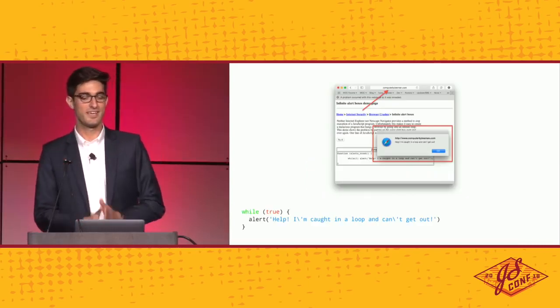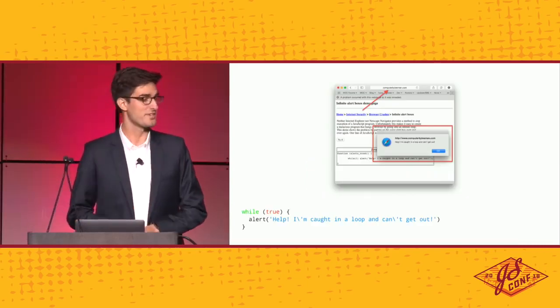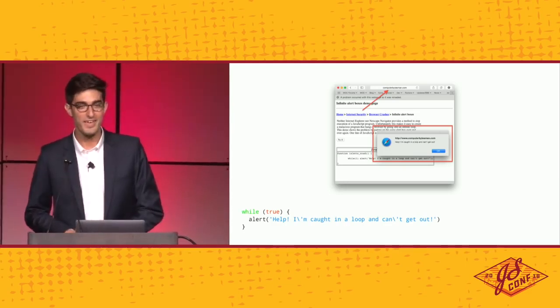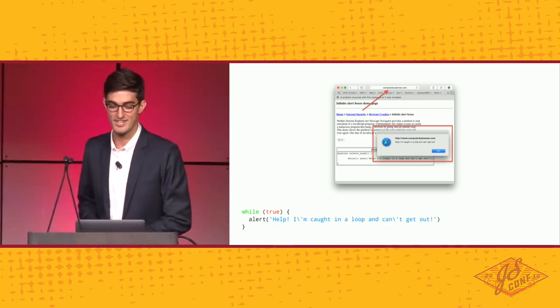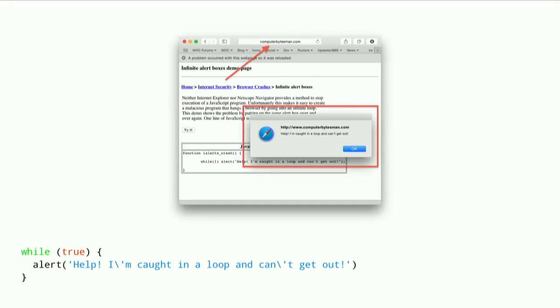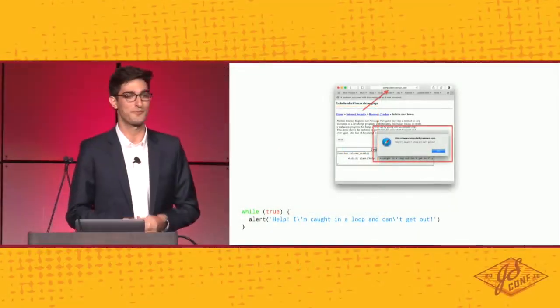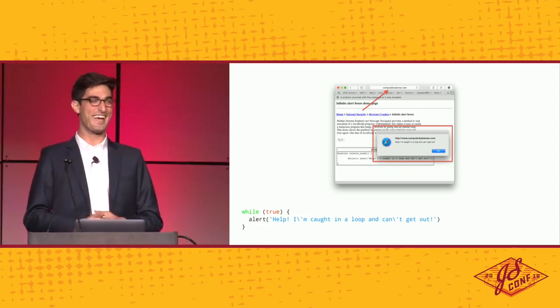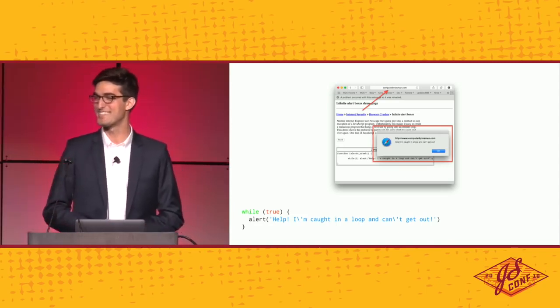In the good old days, browsing the web was more dangerous. If you visited a web page, anything could happen. So this is an infamous trick on the early web. It was often known as the infinite alert loop. Raise your hand if you've been caught in one of these before. OK, oh my gosh, way more people than I would have guessed.